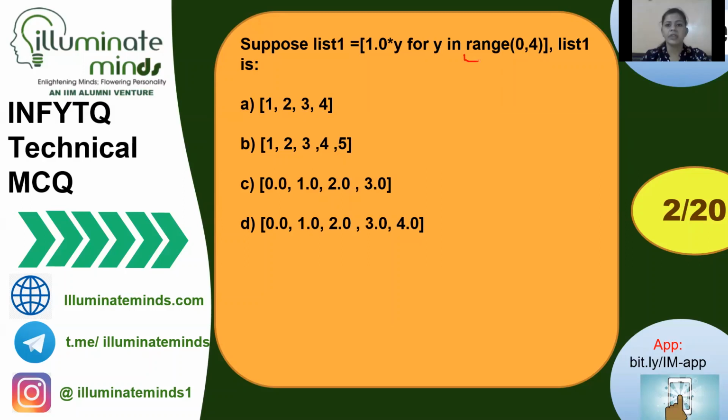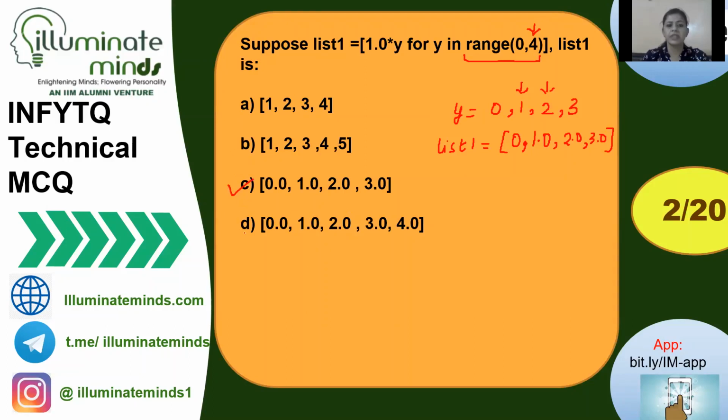Let's first look at the range. Range is 0 to 4. This means y could be 0, 1, 2 and 3, as we know that range never includes the rightmost limit, the maximum of the range. Next, 1.0 multiplied with y, and hence list1 will have 1.0 times 0 which gives you 0.0, then multiplied with 1 gives you 1.0, then multiplied with 2 gives you 2.0, and then 3.0. So C is the right answer here.